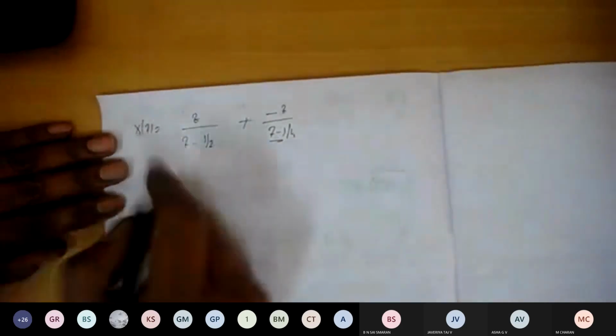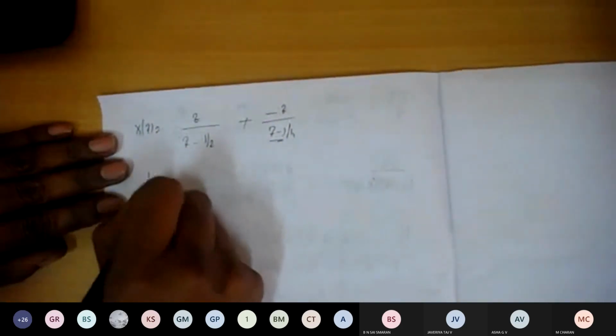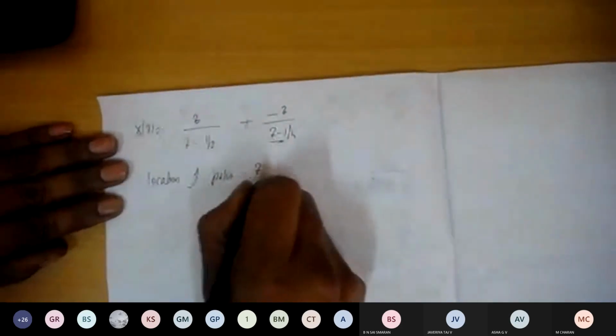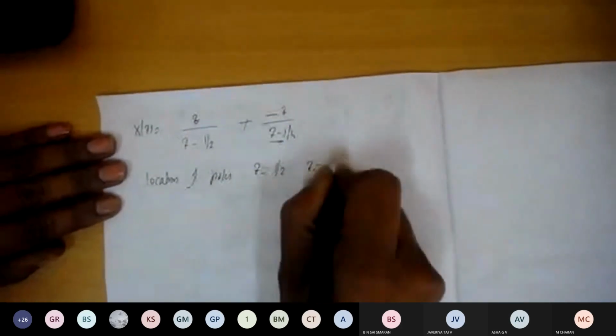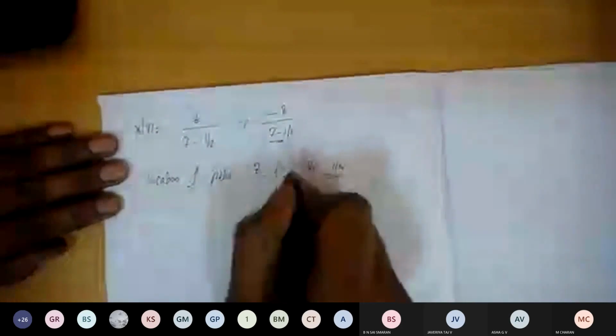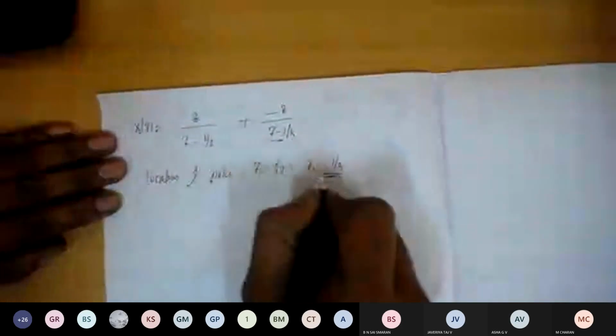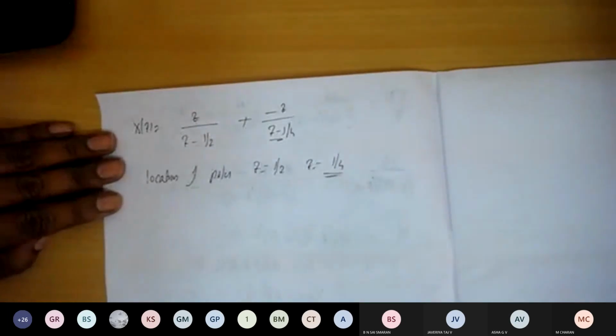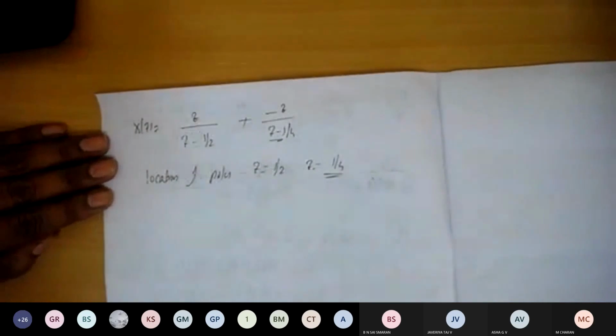So the two poles are present here. The location of poles: one is at z is equal to 1 by 2 and the other is at z is equal to 1 by 4. Based on this, three possible different kinds of ROCs exist here.